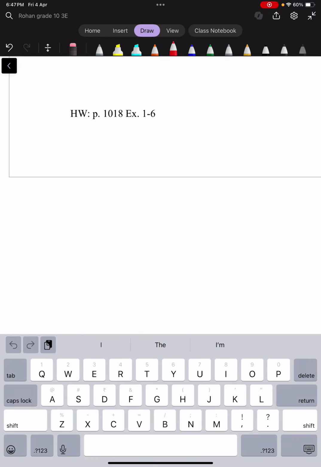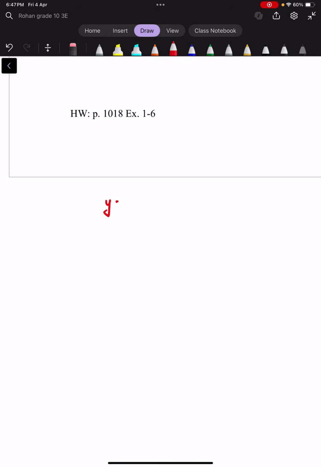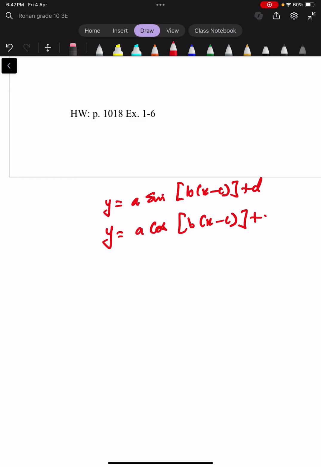So your model is y is equal to a sine b x minus c plus d, or y is equal to a cos b x minus c plus d. So a is your amplitude, which is max minus min divided by 2. Your d is what? Max plus min divided by 2.